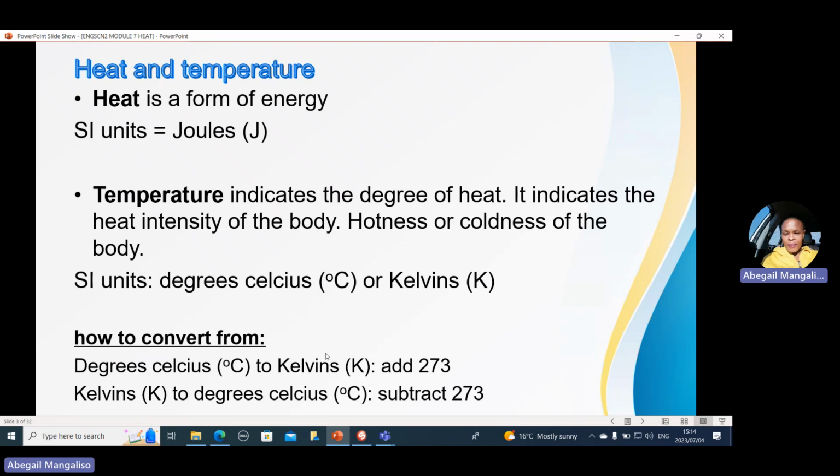How to convert from degrees Celsius to Kelvin and vice versa. When moving from degrees Celsius to Kelvin, you add 273. And when you move from Kelvin to degrees Celsius, you subtract 273. So there are 273 divisions between a Celsius scale and a Kelvin scale.